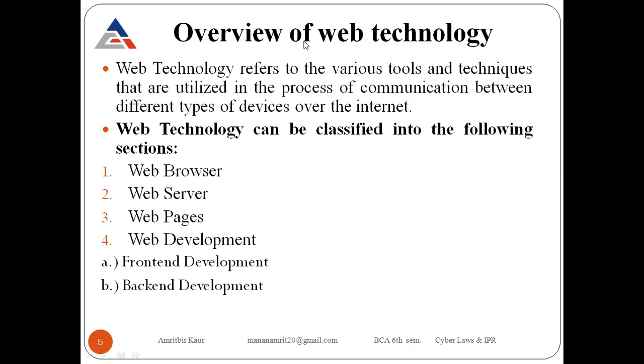For example, we use Facebook. If you send some message to someone, it will work over the internet. So various types of tools and techniques are used. The different tools and techniques used in web technology can be classified into the following sections: web browser, server, web pages, and web development, which is further divided into two categories: front end development and back end development.